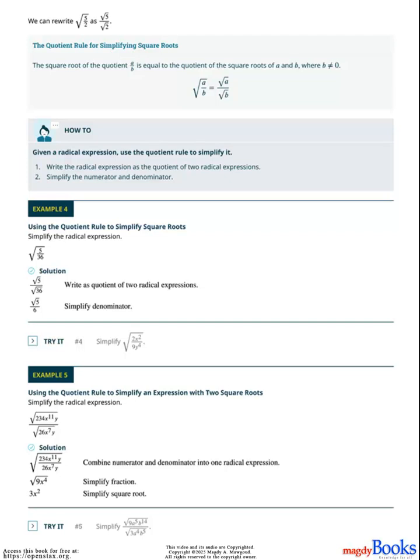Try it number 5. Simplify. Square root of 9a to the power of 5 b to the power of 14 over square root of 3a to the power of 4 b to the power of 5.